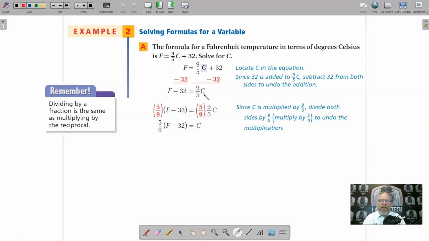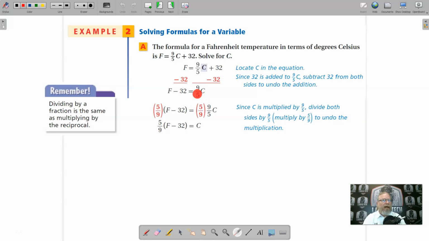Well, remember we want to get C by itself. So C is tied to the 9/5 through multiplication. We could go ahead and divide both sides by, or multiply both sides times 5 and then divide by 9, or we could just take a shortcut and multiply by 5/9, because when we multiply by a fraction's reciprocal, we end up with a value of 1, and 1 times anything is itself, so it's kind of like it just goes away in a way.